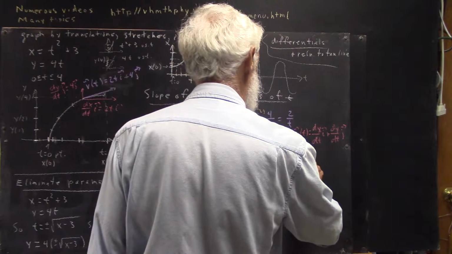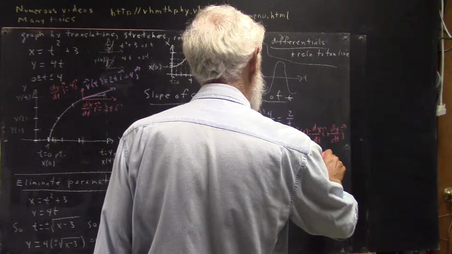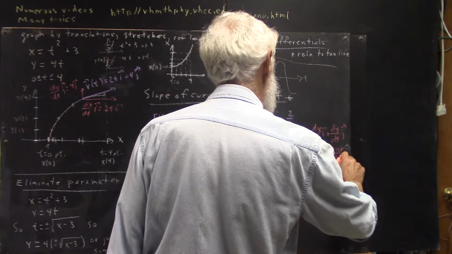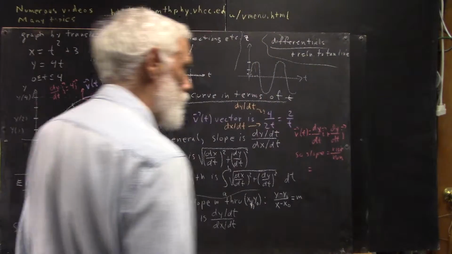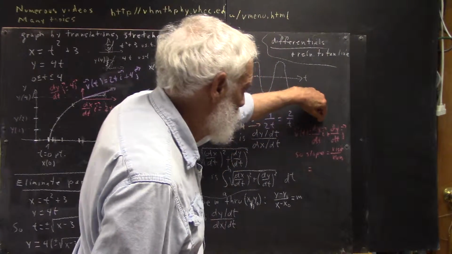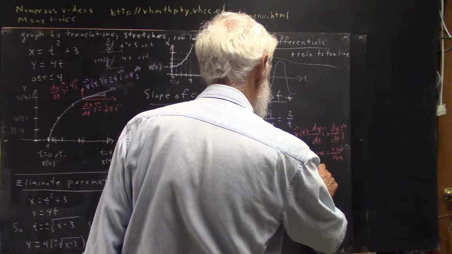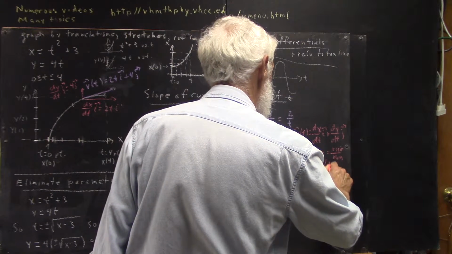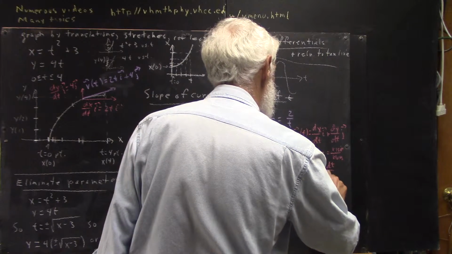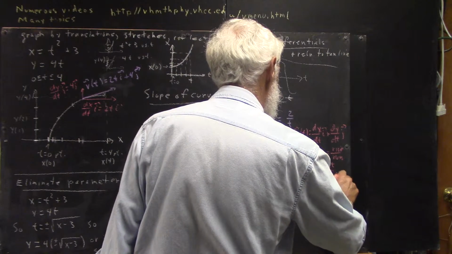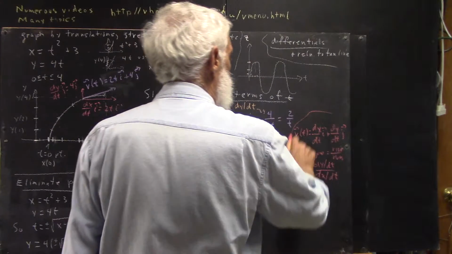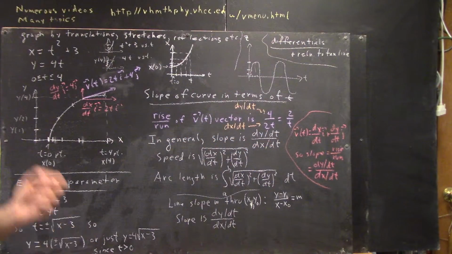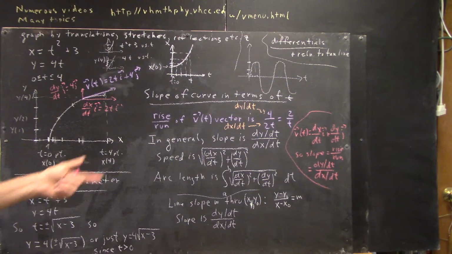So slope is rise over run, which is what? Rise would be your j component, run would be your x component, your i component. So you have dy/dt over dx/dt. So you need to lock in that insight. Okay, now in a minute we're going to figure out arc length.